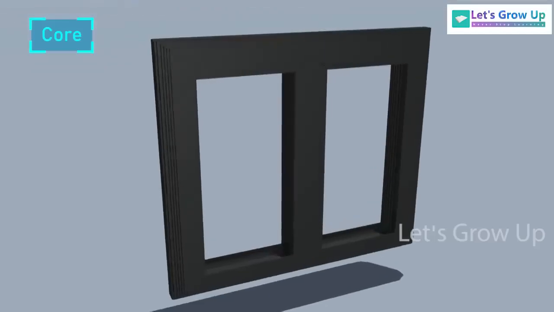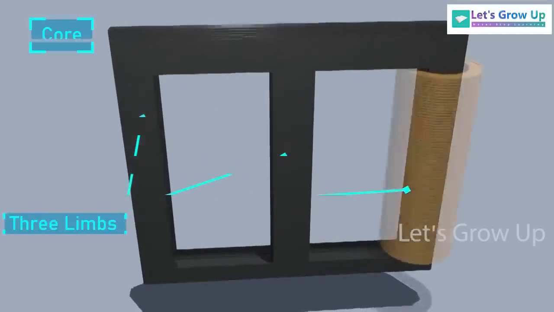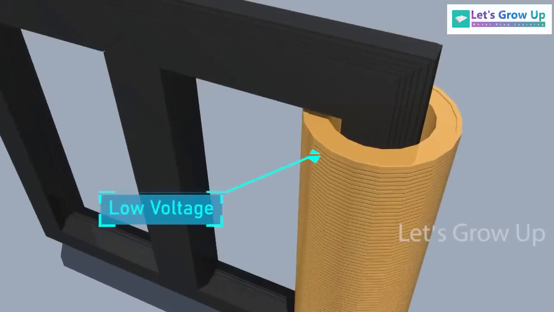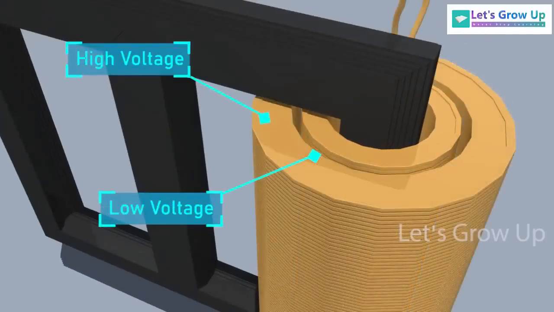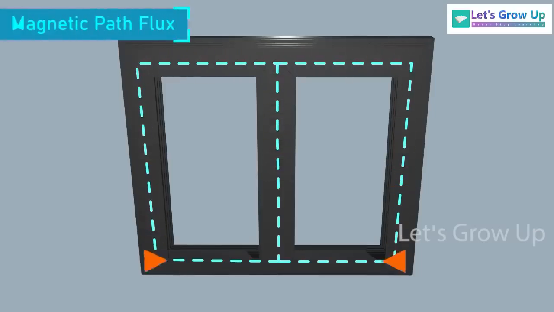The core of the three-phase transformer consists of three limbs in the same plane, and each limb carries both low voltage (LV) winding and high voltage (HV) winding. The core provides a magnetic path for the flux around the core.